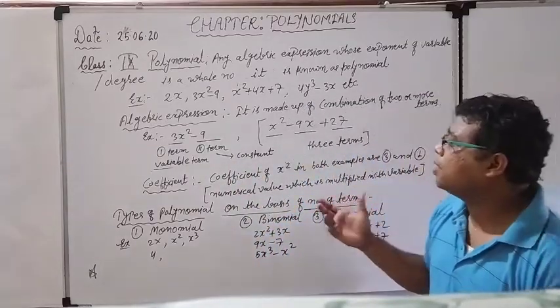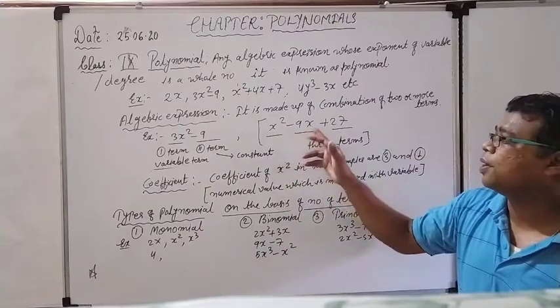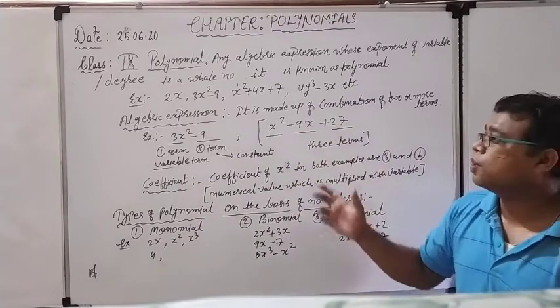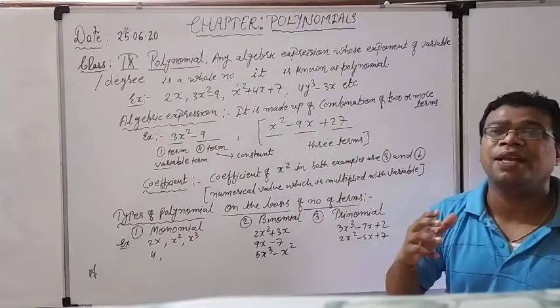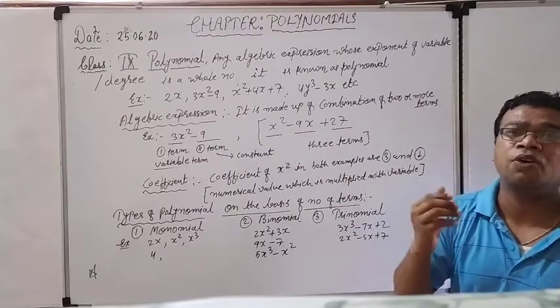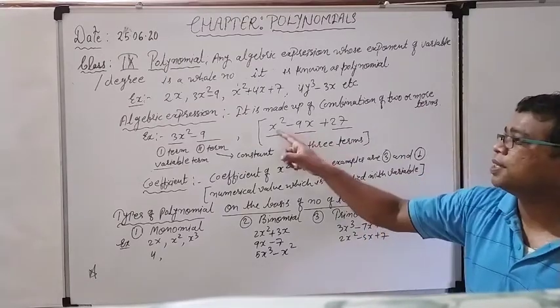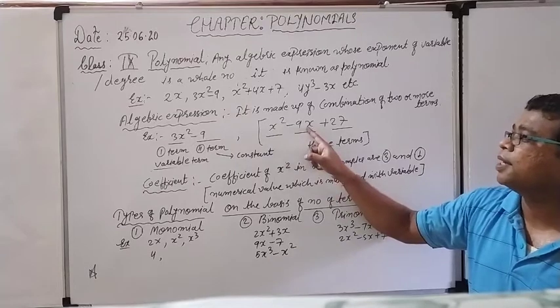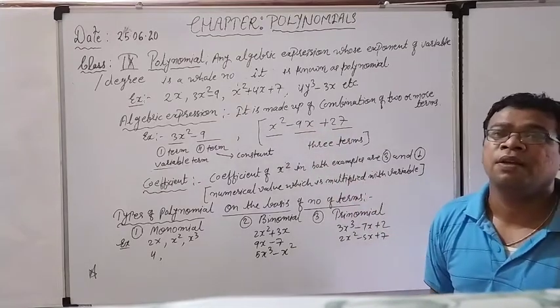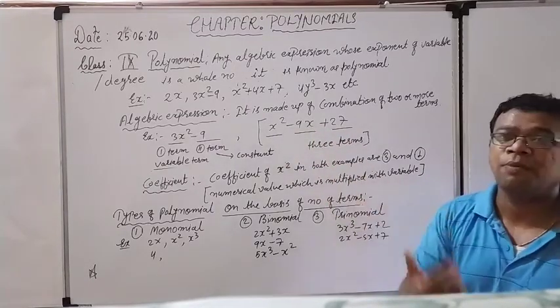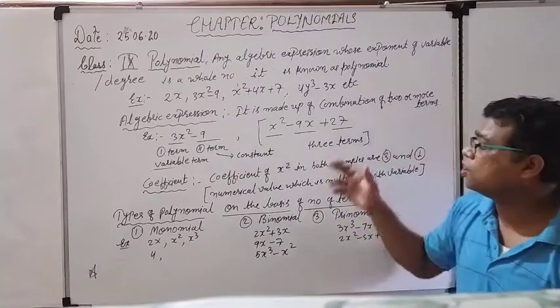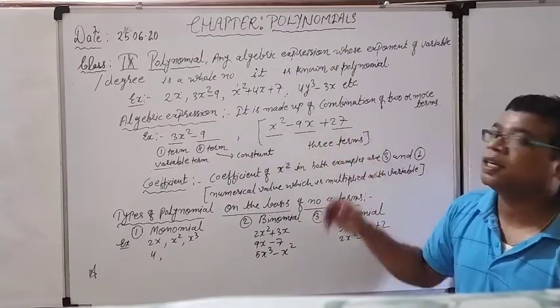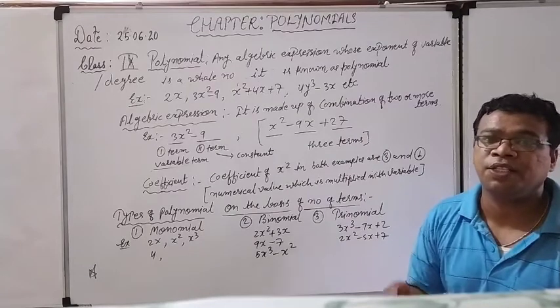Now see another example, x square minus 9x plus 27. You can see this is a combination of three terms. The first term is x square, the second term is minus 9x, the third term is plus 27. Suppose I am going to ask you some questions. Which is the constant here? 27, because it is only a digit value.